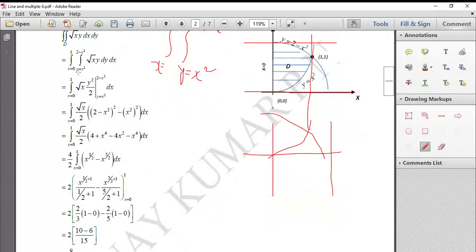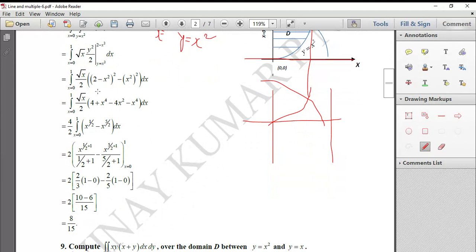As usual, because your y contains x square, first you have to evaluate with respect to y. When you are integrating with respect to y, your root x is constant. What is integral of y? Y square by 2. And the limit is from x square to 2 minus x square. So root x by 2, apply the upper limit. Your y is 2 minus x square. So 2 minus x square whole square minus lower limit x square whole square. Expand this. 4 plus x to the power of 4 minus 4x square minus x to the power of 4. So plus x to the power of 4 minus x to the power of 4 cancels.